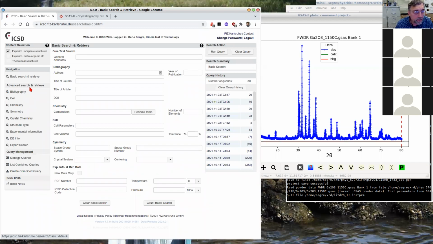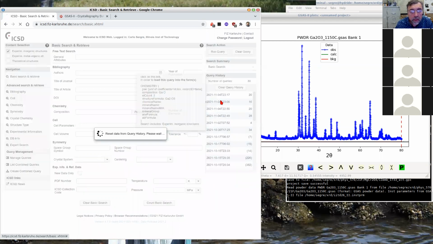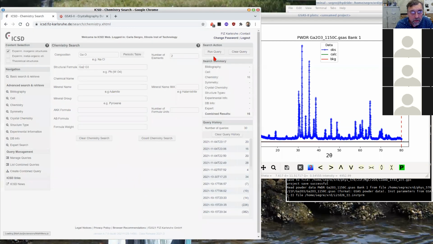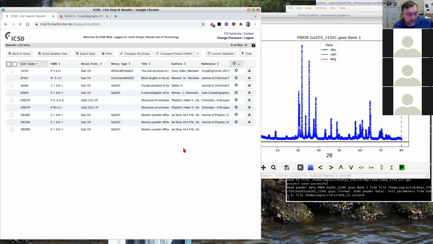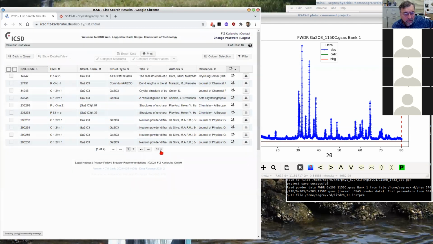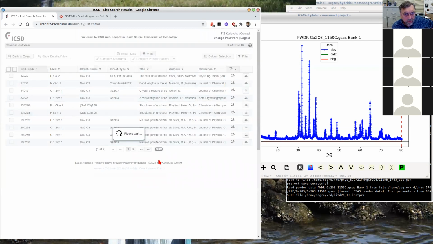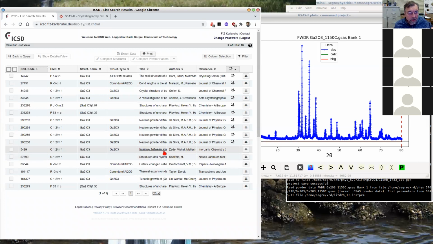And I can do a search. I think this search here is the gallium-203 search. So let me run this search. And we're going to get about 18 or 19 solutions. Now, there are various structures for gallium-203, and you can see it right here.